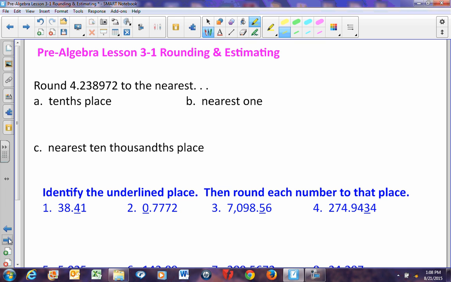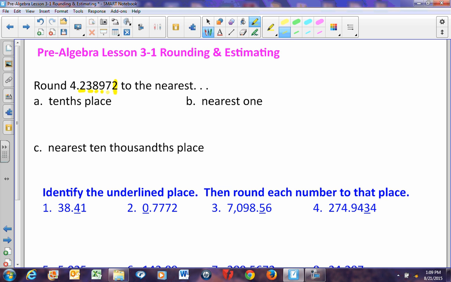All right, let's round this number. We're going to round 4.238972. Or, if I was going to read this number, for those of you needing to read it, here's my last digit. Tens, hundreds, thousands, ten thousands, hundred thousands. After hundred thousands comes millions. So this is the millions place. So it's 4 and 238,972 millionths. For those of you who aren't really good at reading these numbers, the more you read them, the better you'll get at it.